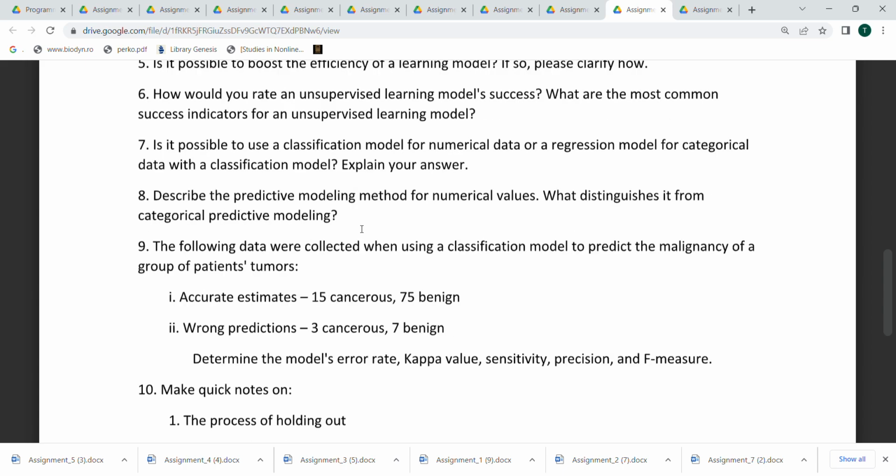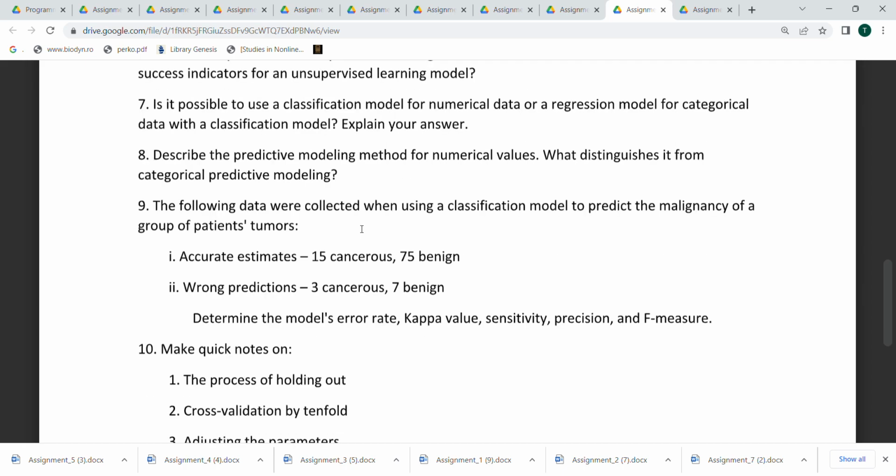The following data were collected using a classification model to predict the malignancy of a group of tumors. Accurate estimates: 15 cancer, 75 malignant, and wrong predictions: 3 cancers. Determine the model error rate, kappa value, sensitivity, precision, and other measures. These are the values that you need to calculate, related to your confusion matrix.